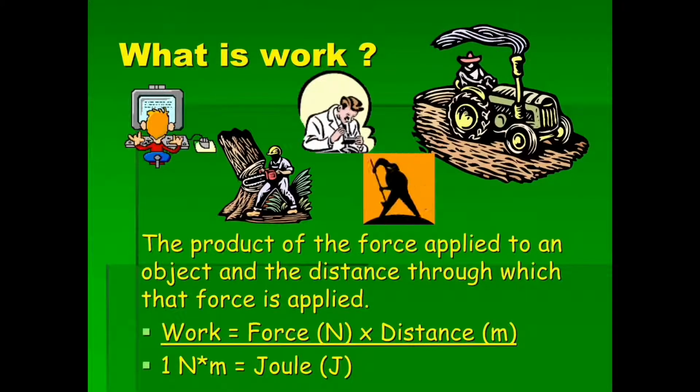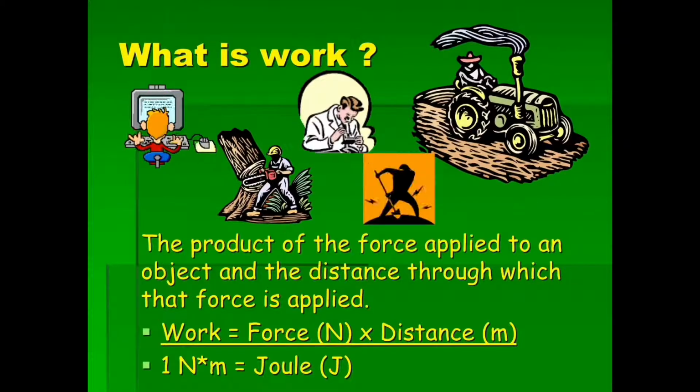So what is work? Well, work is the product of the force applied to an object and the distance through which that force is applied. So basically, it's the amount of force that you apply to an object and the distance that object goes because of the force you applied to it. And the equation we use to calculate this is work equals force times distance.